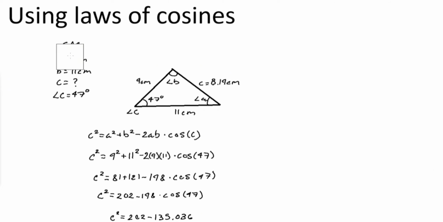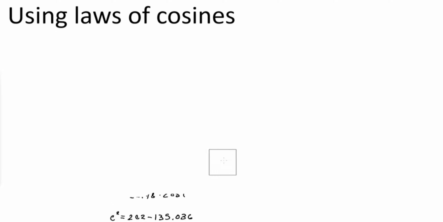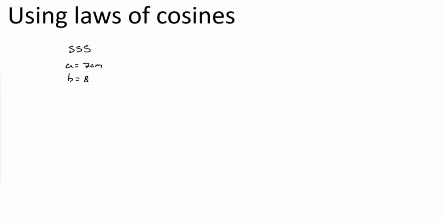But now let's look at finding an angle of a triangle. Typically you would do this in a SSS triangle, and that's exactly what I am going to be doing here. So let's look at an SSS triangle. Side A is equal to 7 centimeters. Side B is equal to 8 centimeters. And side C is equal to 9 centimeters. We'll go in order here.